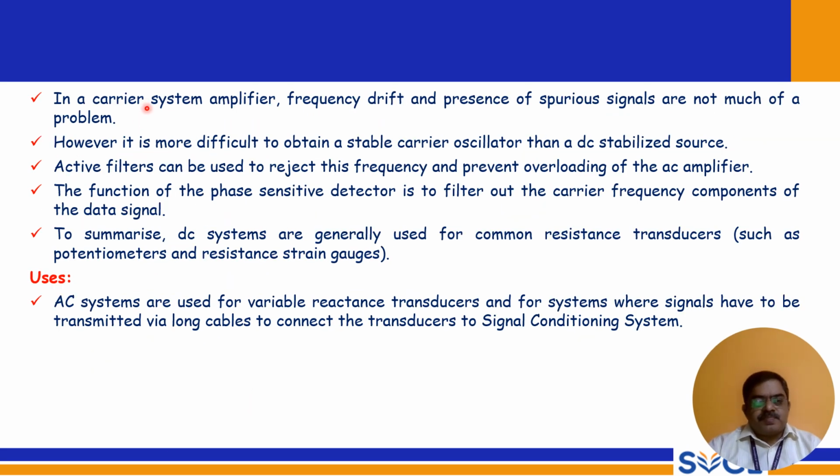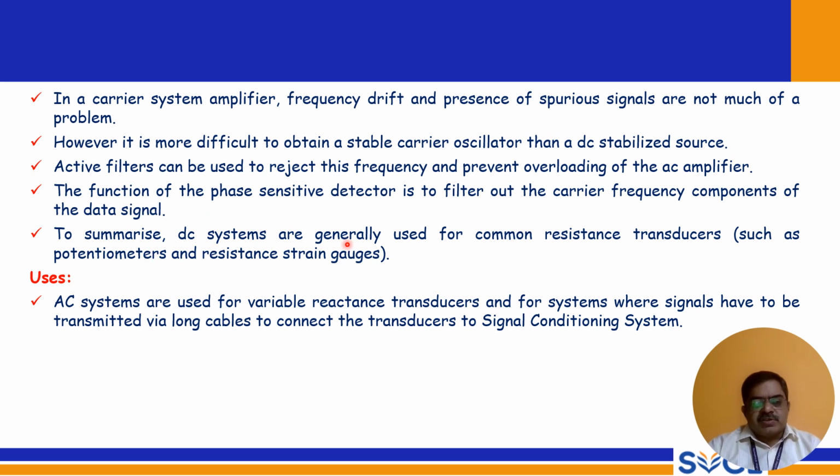In a carrier system amplifier, frequency drift and the presence of spurious signals are not much of a problem. However, it is more difficult to obtain a stable carrier oscillator than a DC stabilized source. So this is another disadvantage with the AC system. Active filters can be used to reject this frequency and prevent overloading of the AC amplifier. The function of the phase sensitive detector is to filter out the carrier frequency components of the data signal.